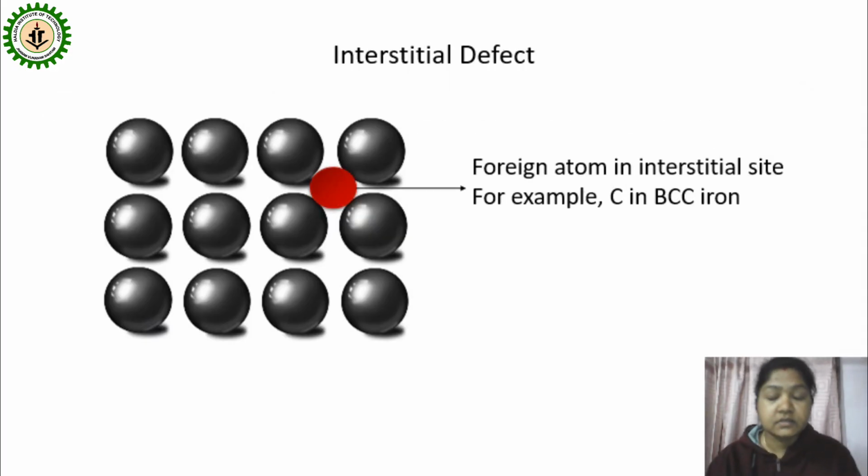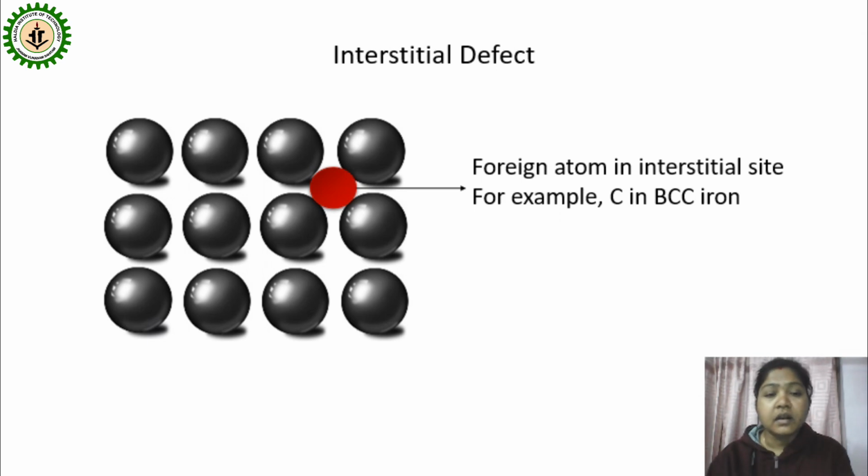Now come to the next defect, that is interstitial. That is mainly due to impurities. Impurities can be present in the interstitial positions, that means interstitial void positions, or they can substitute the mother atom. When the impurities are present inside the void portion of the regular atoms, this type of defect is called interstitial defect.